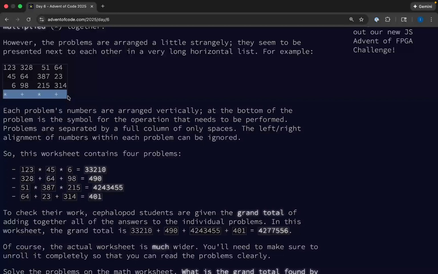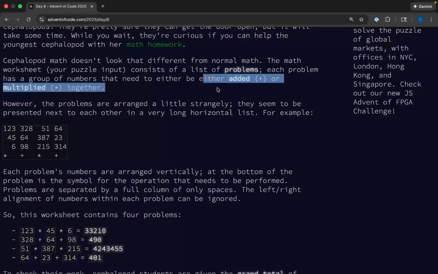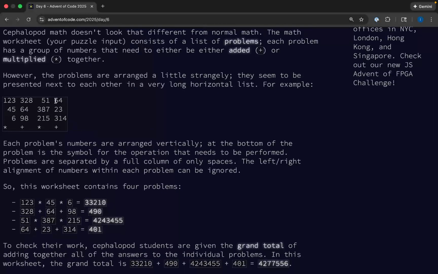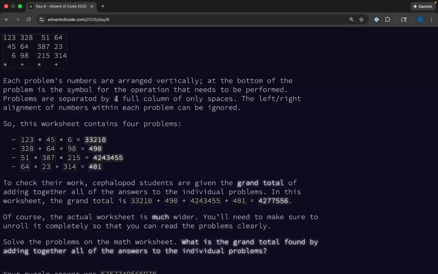On the lowest row, we get a series of operators. There are two that we have to care about, addition and multiplication. And then the problem is basically, moving top to bottom, you apply the operator, kind of like a plus reduction or a times reduction. And then you get a series of results and you add all those results up and that's your answer.